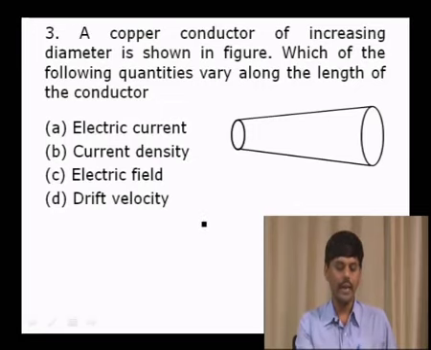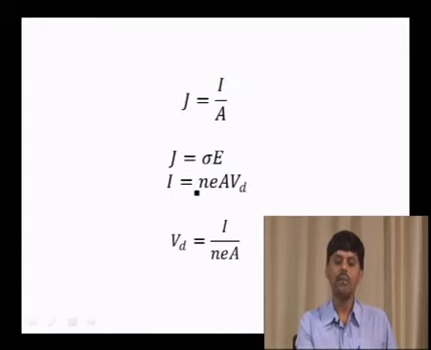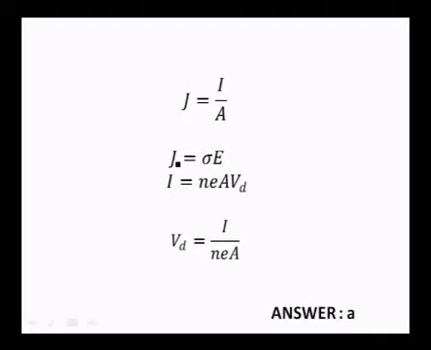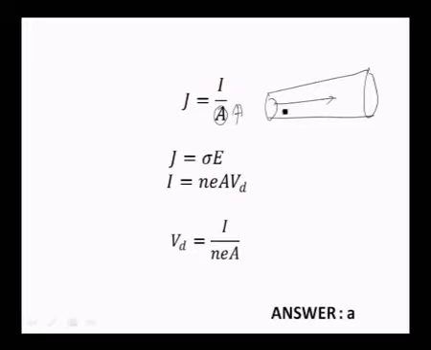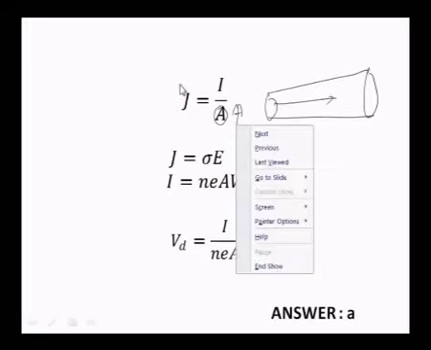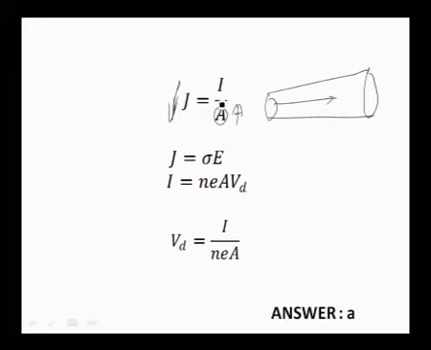See, we have the expressions for current as well as current density, electric current and drift velocity. For current density, it is current per unit area, and in terms of electric field, J is equal to sigma E, and I is equal to nEAVd, so Vd is equal to I divided by nEA. In this case area goes on increasing, if you move along like this, area increases. If area increases, the current density decreases. Here current density decreases, electric field decreases.